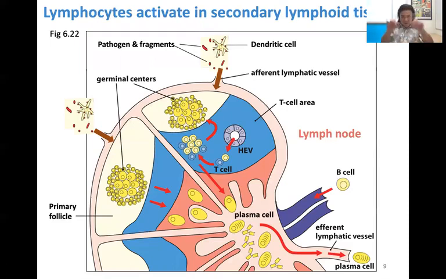All right, so let's put this together, right? So that naive B cell that comes in either through the blood or through draining from upstream somewhere, inside the lymph node, it has a chance to encounter antigen.